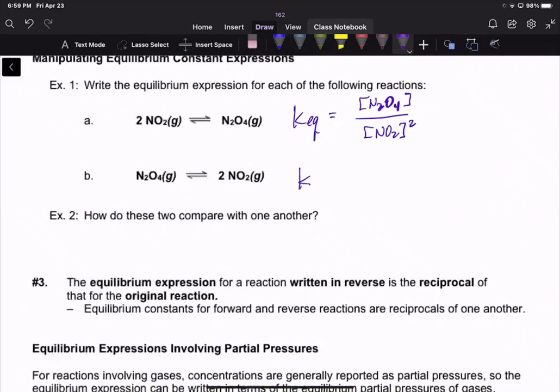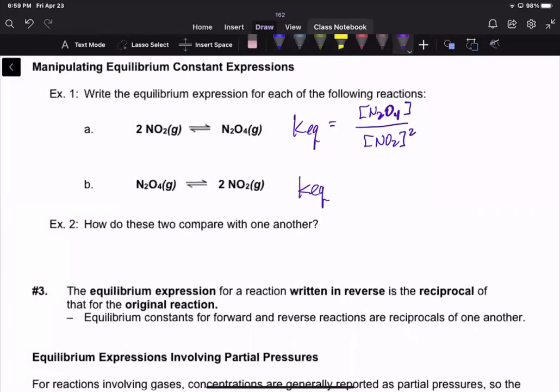Equilibrium expression is just like the Kc or K equal. Oh, you're doing it right now. Sorry. Oh yeah, no, that's right.